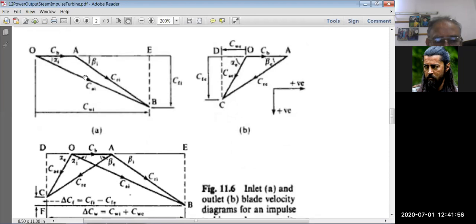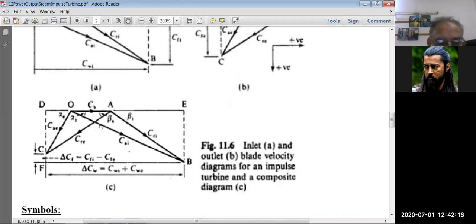Actually, on the left in this triangle is AOB, the triangle at the inlet to the blade, and this triangle AOC is at the outlet of the blade. So this diagram is a combination of both, A and B.